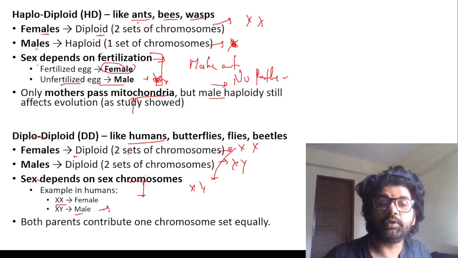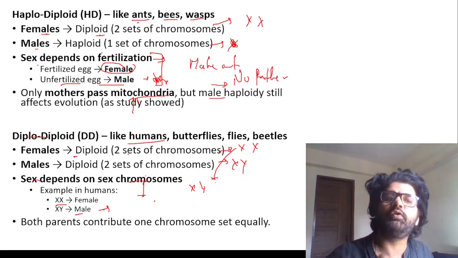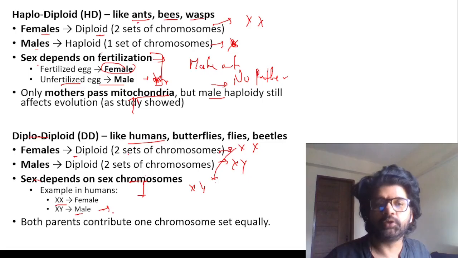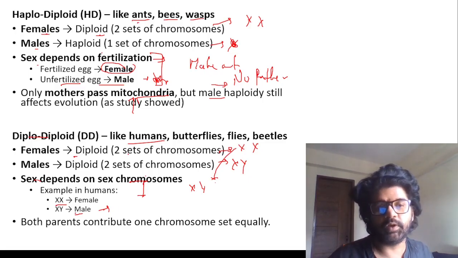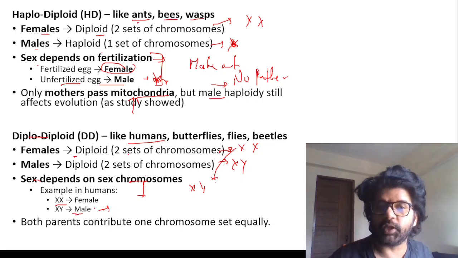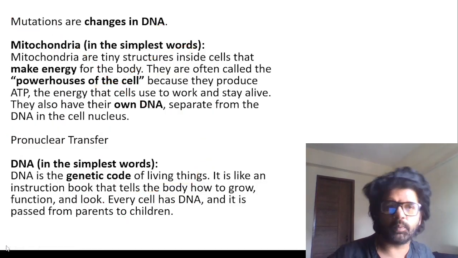So basically, I am a male because I have inherited the Y chromosome from my father. If I would have inherited the X chromosome from my father, I would have been a female rather than a male. So in the diplodiploid system, whether we will be male depends on whether we are taking the Y chromosome from our father or not. Both parents contribute one chromosome set equally in diplodiploid. Hope you understood some part of it. We'll solve some questions, and you will understand everything.